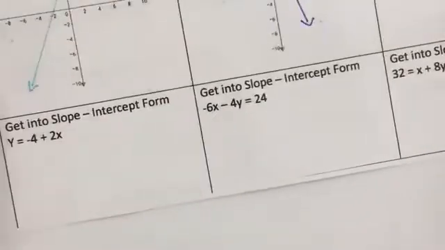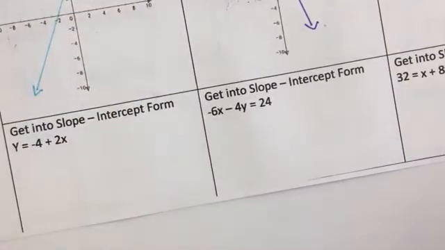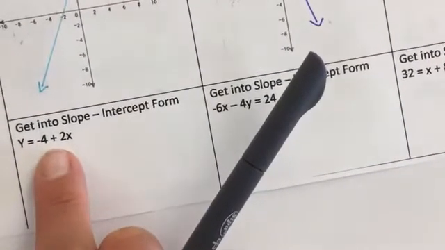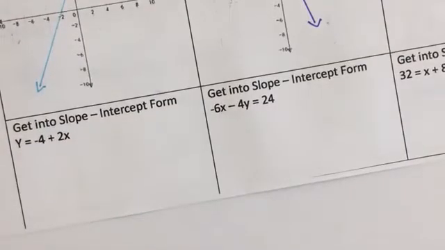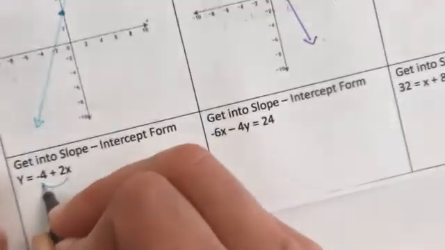The last 3 problems are good practice for us getting this in slope-intercept form. The first one is really close, but not quite. What do we need to do? Is y by itself? Yeah, but slope-intercept form has mx plus b. So we just need to flip-flop these.